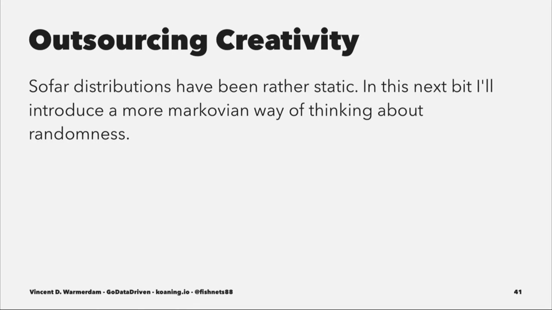So far the distributions have been a little bit static, and in this next bit I'll introduce a little bit more Markovian way to think about randomness. Because so far I've said, here's a distribution, give me a sample. And it wasn't really the case that the sample that I just got determines in a little bit the next sample.